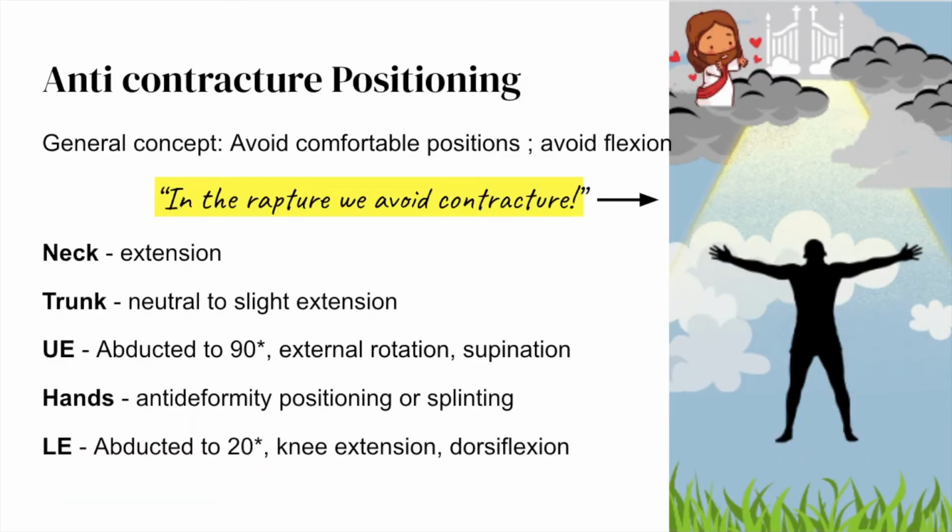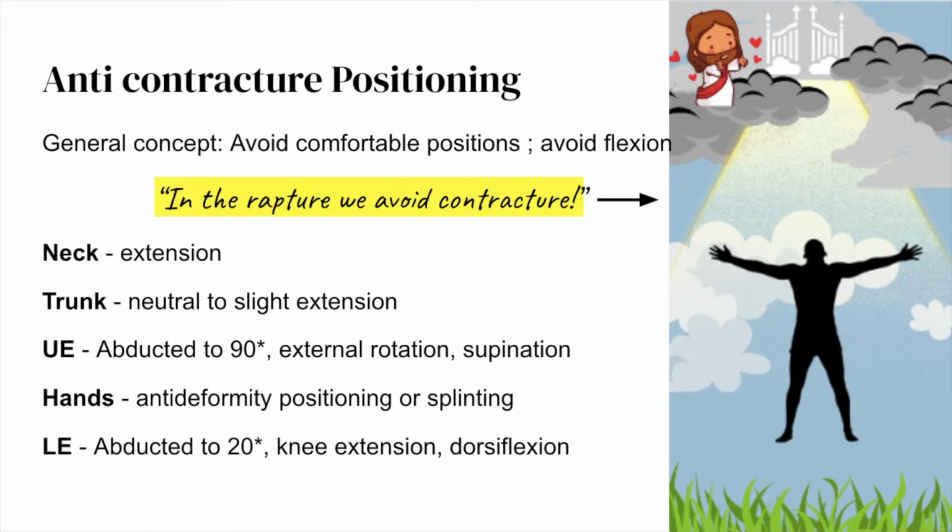So what is anti-contracture positioning? Anti-contracture positioning is the position of the person in the bottom right-hand corner that's floating in the clouds. You'll see why in a second. So the general concept here is to avoid all comfortable positions. Avoid flexion. The person's going to come to you and they're going to want to curl up in a little ball because they hurt. Do not let them do this, because a flexion position or a comfortable position is going to lead to a contracture. We want to maximize the surface area and stretch the body out as much as we can, basically.